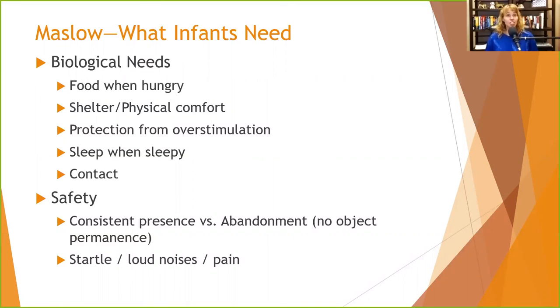They need protection from overstimulation. If you've been around infants, you know that at a certain point, everything is new. Imagine going somewhere for the first time. Maybe you've never been overseas, and you're walking through downtown London, looking at everything and taking in everything, and it's exhausting by the end of the day because there was just so much to see and learn.